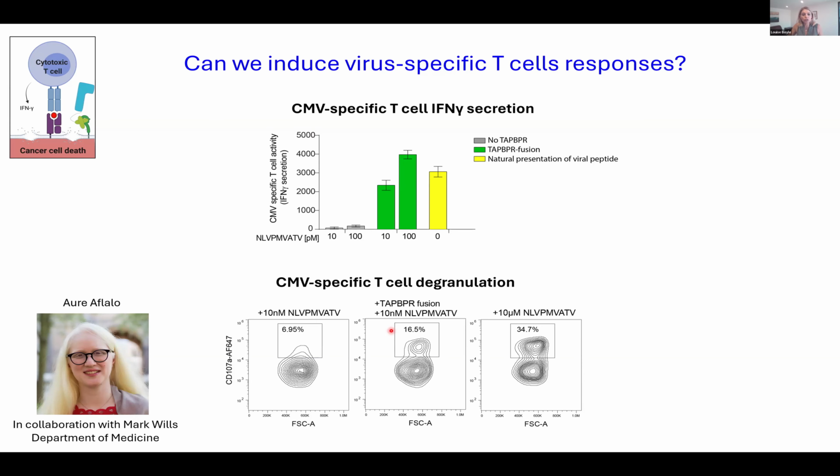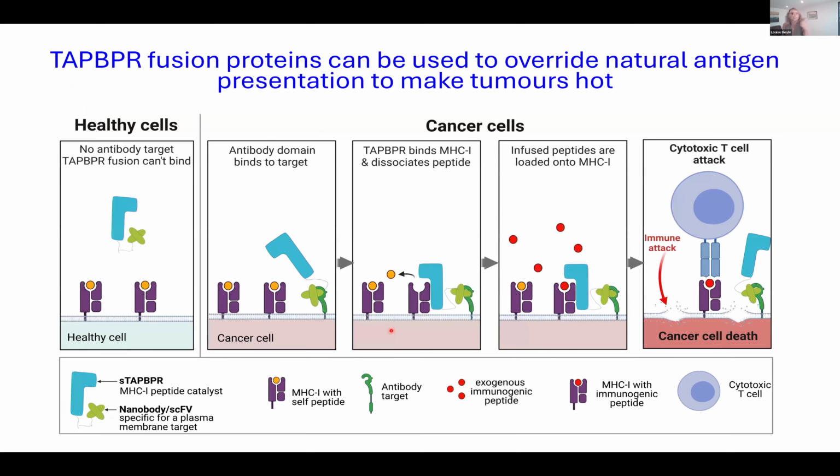And we've also gone on to show that the TAPBPR fusion treated cells, the tumour cells, are specifically killed by the T cells too. So taken together, our work suggests that these TAPBPR fusion proteins could be used as a way to override the natural antigen presentation pathway and be a way to turn cold tumours into hot tumours by decorating them with peptides.